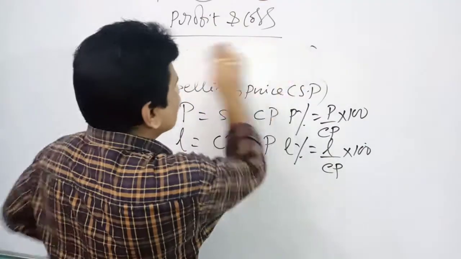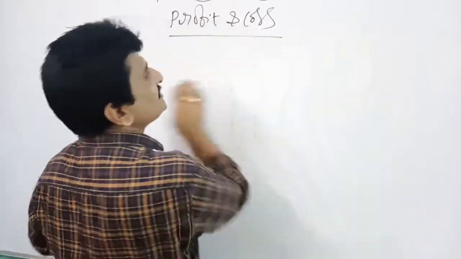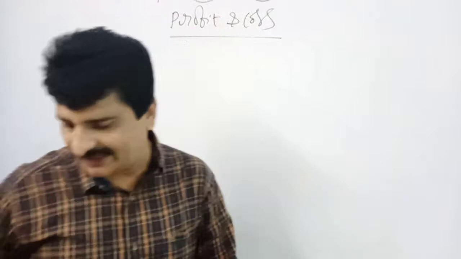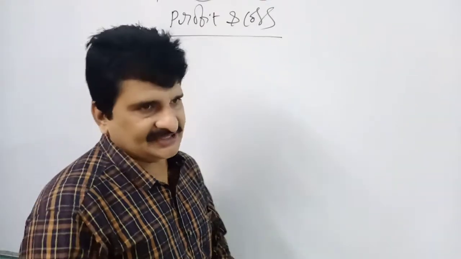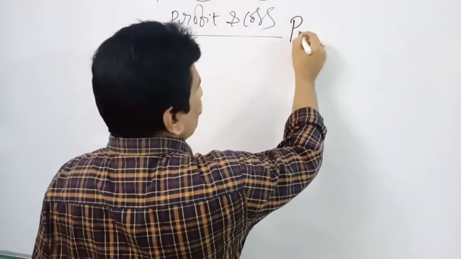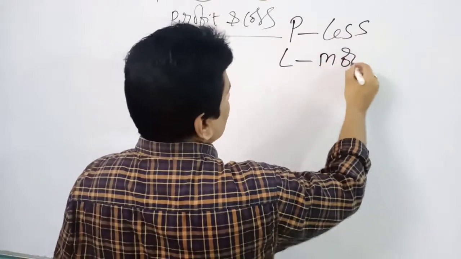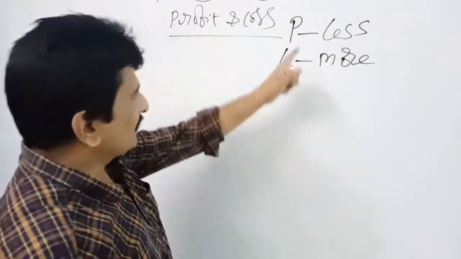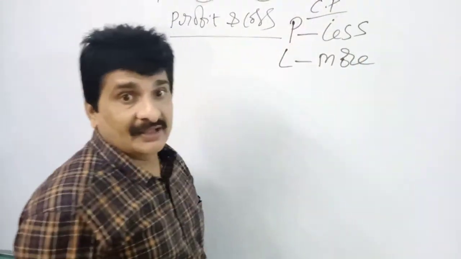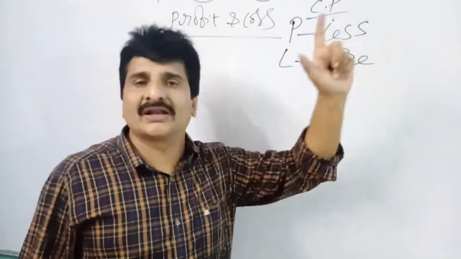Now the model is, in some questions, he won't directly give which will be the CP. To find the CP, I am going to give you two important tips. Whenever you get profit, the less value will become CP. Whenever you get the loss, the more value will be the CP. You remember these two points, you can do it in a shortcut method. This is the formula to find the CP. When profit comes, less value will be the CP. When loss comes, more value will be the CP.